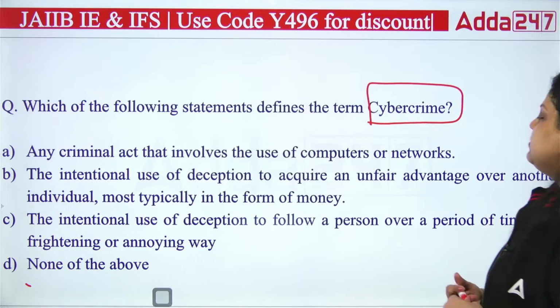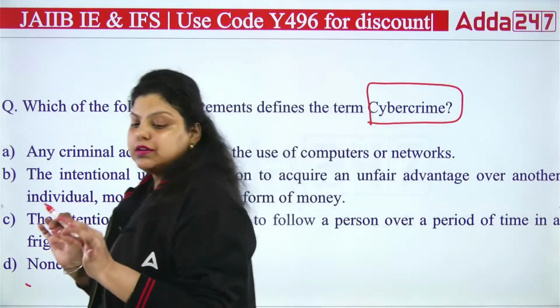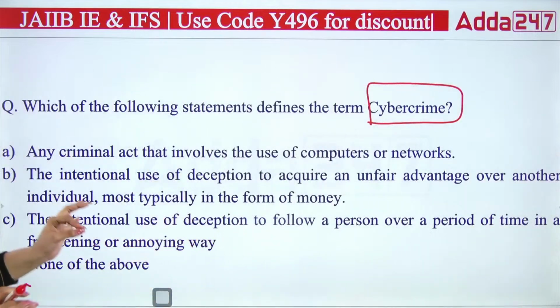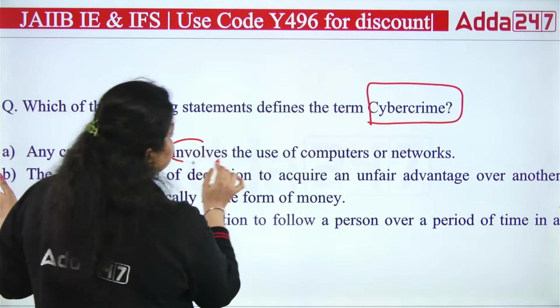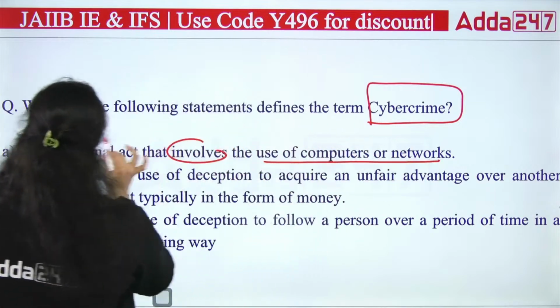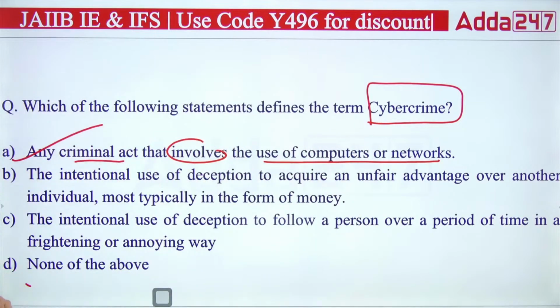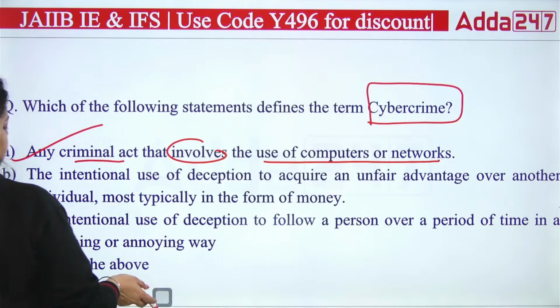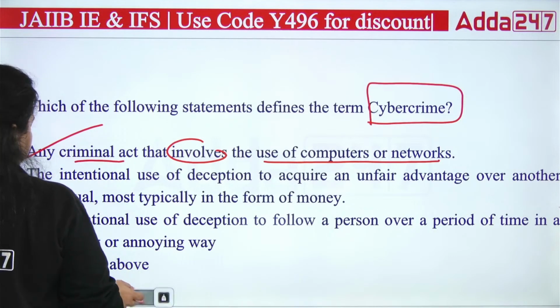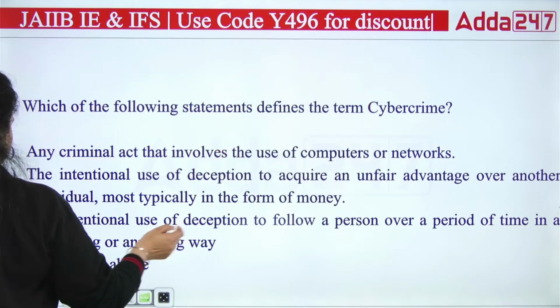And it's a very simple question. You can say that the first statement is saying any criminal act that involves the use of computers or network, that's your criminal or cyber crime. So your right answer will be A. Any criminal act that involves the use of computers or network. That is your cyber crime. Option number A.